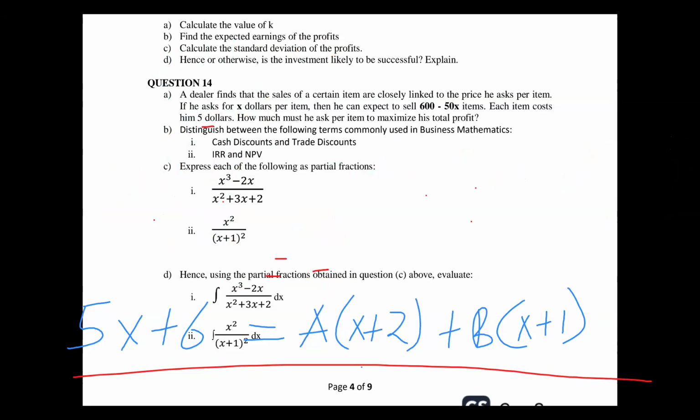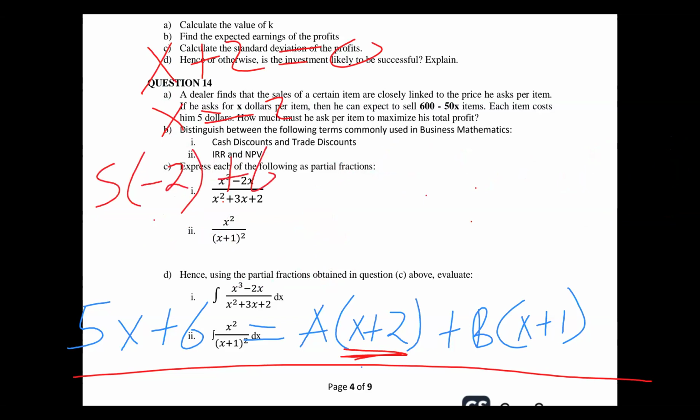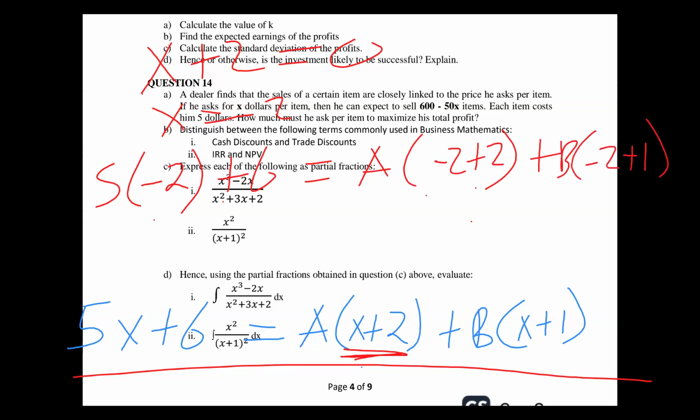How do you do it? Get the factor on A, this one, x plus 2, and set it equal to 0. And so x will be equal to -2. Where there is x in the function, replace it by -2. Plus 6 is equal to A multiplied by -2 plus 2, plus B times -2 plus 1, like that.